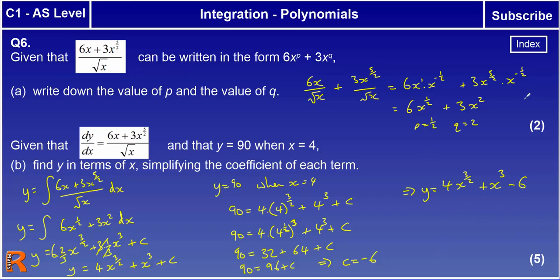Okay, 7 marks in total. Obviously those two are fairly straightforward. This one, you're getting marks for getting the integral. So this bit here gets you 2 marks. Put the numbers in, it's going to be worth 3 marks: 1 for the final answer, and 2 for putting the numbers in correctly with the c term, and 1 for getting out that c is minus 6. Okay.